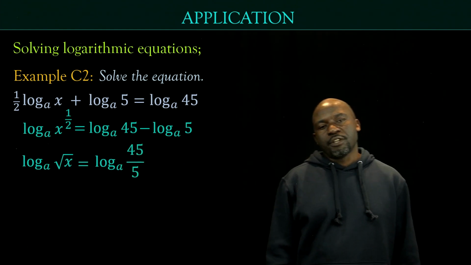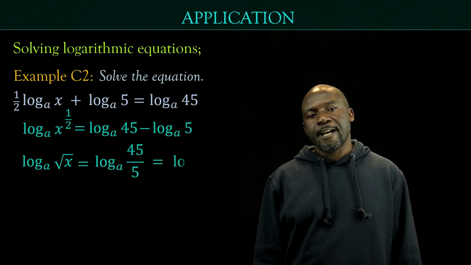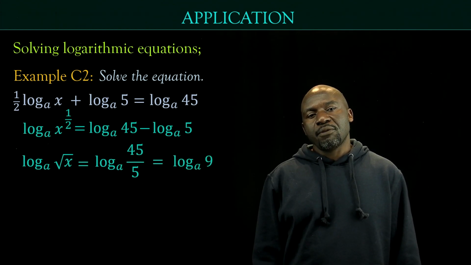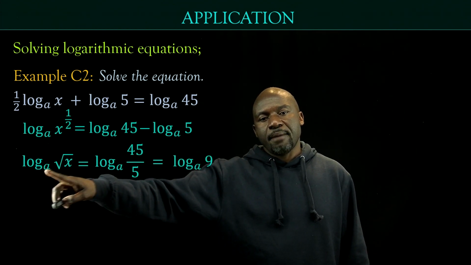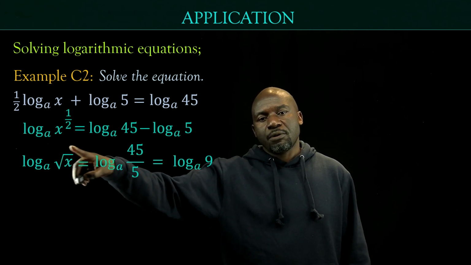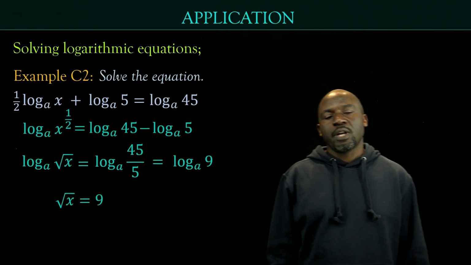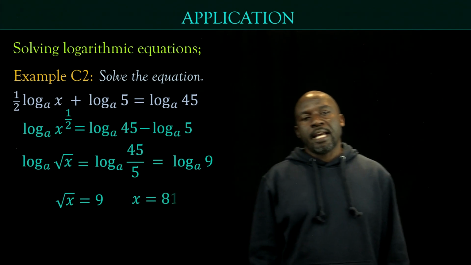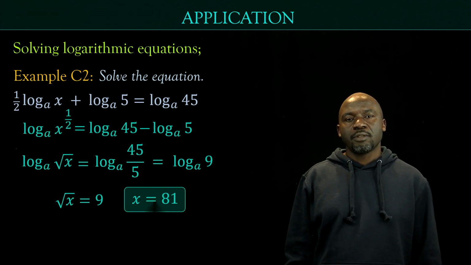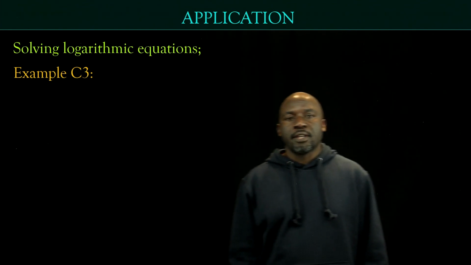All right, 45 divided by 5 is 9, so that's log to base a of 9. And now the argument: the bases are the same, and therefore we can equate the arguments. So the square root of x must be equal to 9. If the square root of x is 9, we can square both sides, and x is 81. And that's the solution to that logarithmic equation, right? Let's look at the next one.